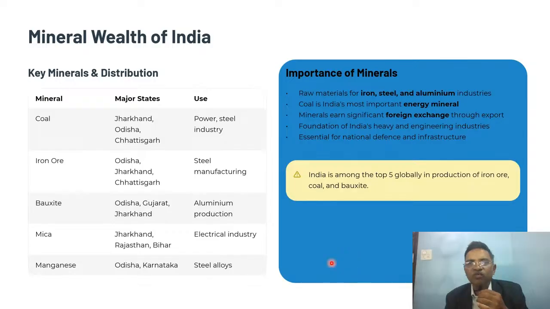So, the importance of minerals: we get the raw material for iron, steel, and aluminium industries. Coal is India's most important energy mineral. Minerals earn significant foreign exchange through export. They are a foundation for heavy and engineering industries, and essential for national defense and infrastructure. India is in the top five globally in production of iron ore, coal, and bauxite. You have to remember the same.